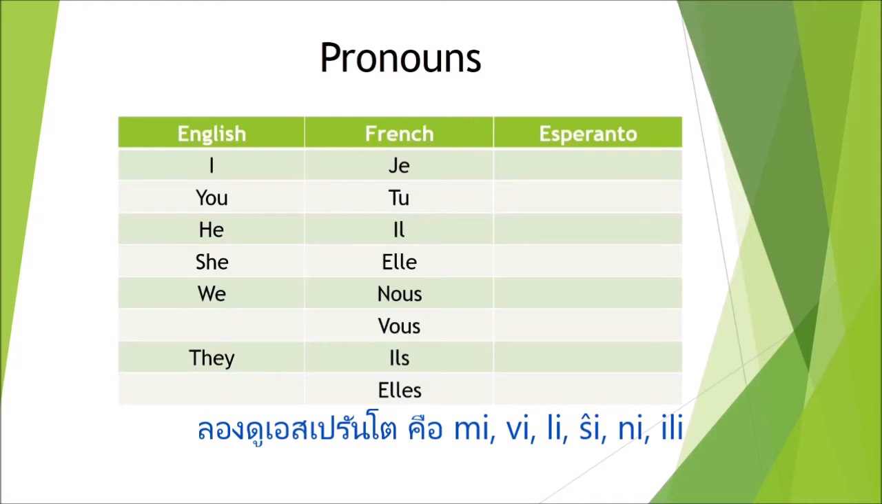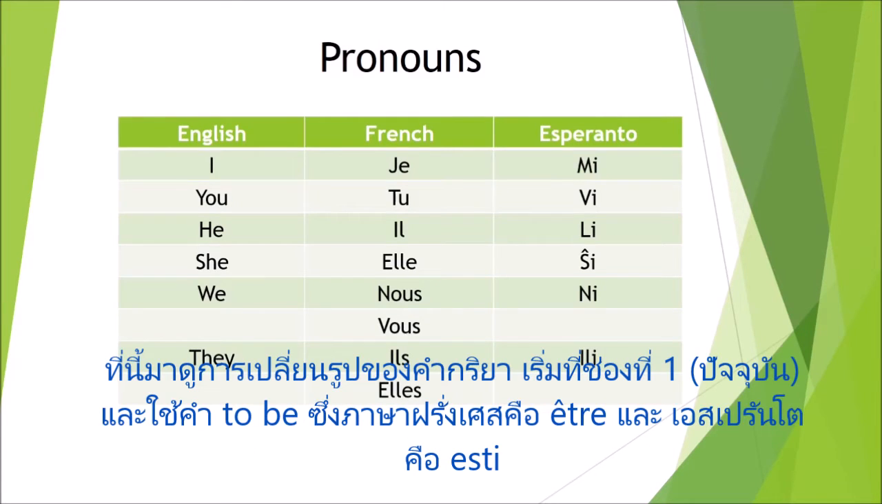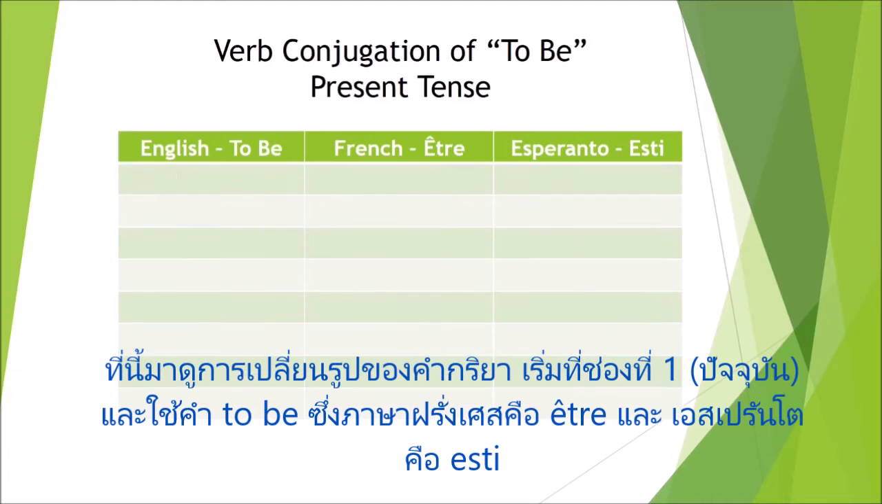Now let's take a look at the Esperanto. So we have mi, vi, li, ŝi, ni, and ili. So pretty straightforward so far. Now let's take a look at a verb conjugation. We'll start with the present tense, and we're going to use the English verb to be, which in French is être, and in Esperanto is esti.